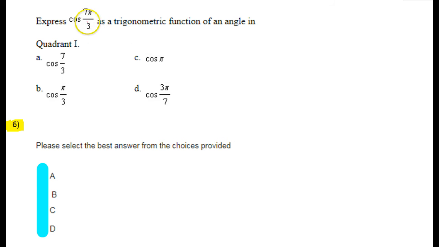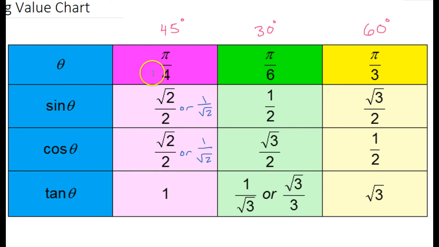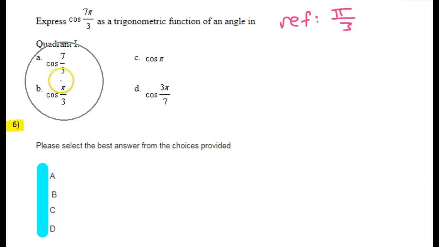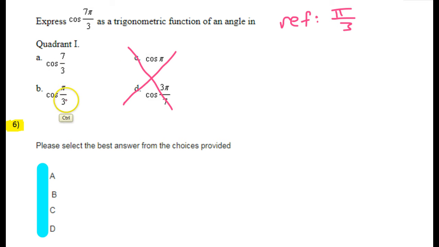As soon as I see this, I know what the reference angle is because it is one of the special angles. These are the three special angles, and pi over 3 is one of them. So as soon as I see that the denominator is 3, I know that the reference angle is going to be pi over 3. Now, A and B have that same reference angle. So it's definitely going to be one of those. So I can forget about C and D.